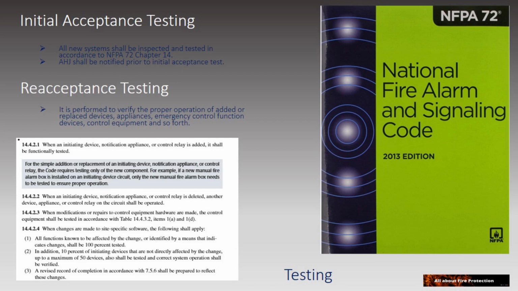When an initiating device, notification appliance, or control relay is deleted, another device, appliance, or control relay in the circuit shall be operated. So when we delete or remove a device in one particular loop, then it's required by NFPA 72 to test some device, appliance, or control relay within the same circuit. And when we modify or repair control equipment hardware, the control equipment shall be tested in accordance with Table 14.4.3.2, items 1A and 1B.